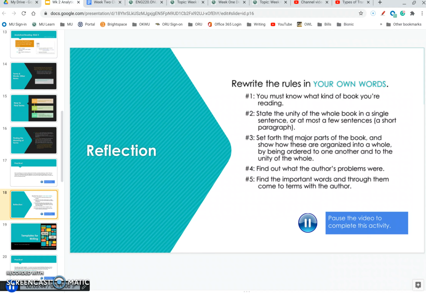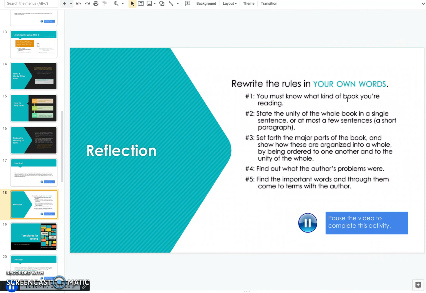All right, so the 5 rules are: you must know what kind of book you're reading. Put that in your own words. How does that make sense to you? State the unity of the whole book in a single sentence or at most a few sentences. Set forth the major parts of the book and show how these are organized into a whole by being ordered one to the other. Find out what the author's problems were, and find the important words and through them come to terms with them.